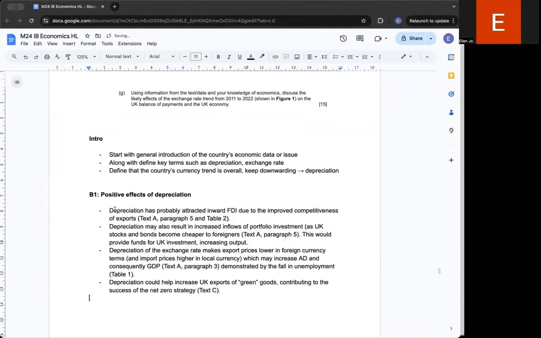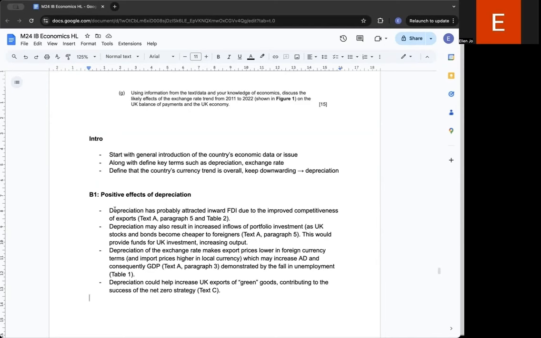First, the discussion can focus on the positive effects of depreciation for the UK economy. As you can find evidence from the given text and data, depreciation has probably attracted inward FDI due to the improved competitiveness of exports. Depreciation may also result in increased inflows of portfolio investment since the UK stocks and bonds become cheaper. So this would provide some funds for UK investment, increasing output.